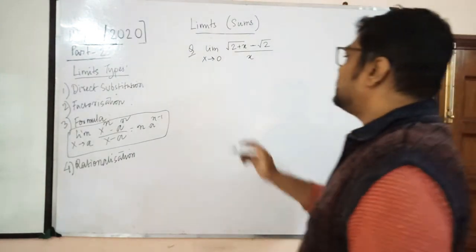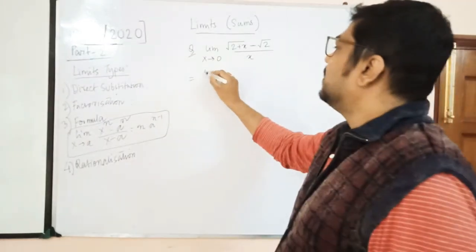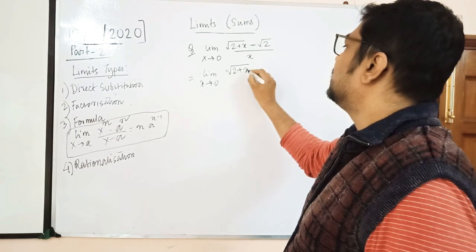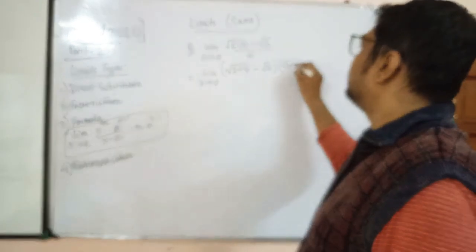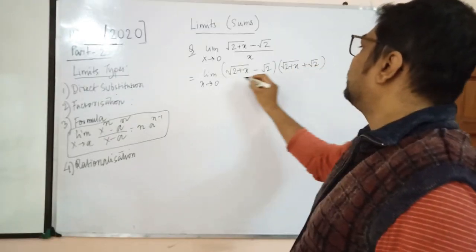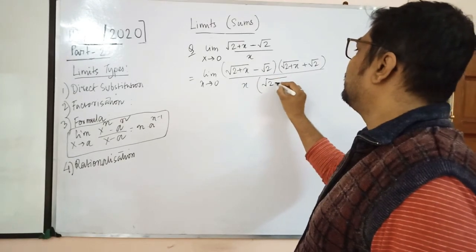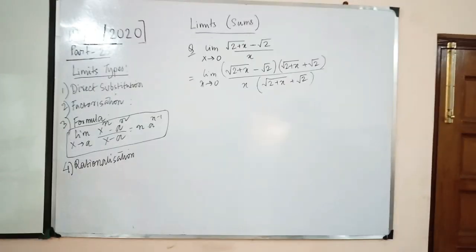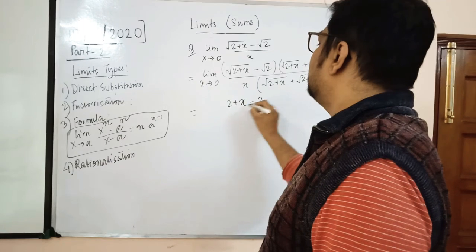So let us rationalize this. You know what to do. Root over 2 plus x plus root 2 you need to multiply. So if I rationalize this, I'll just show you once. So you immediately get a minus b into a plus b, which is a square minus b square, and you get over here 2 plus x minus 2, right?